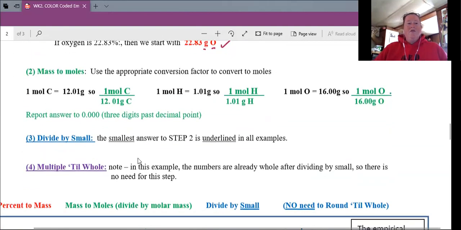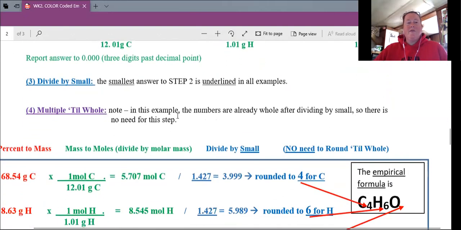Mass to moles, we have to use the appropriate conversion factor. And these are the conversion factors for carbon and hydrogen and oxygen. Now, the good news is quite a few of the practice problems you're going to do are going to involve carbon and hydrogen and oxygen. So you'll be able to memorize these numbers pretty quickly. Again, at this step, we want to report all of our answers to 3 digits past the decimal point.